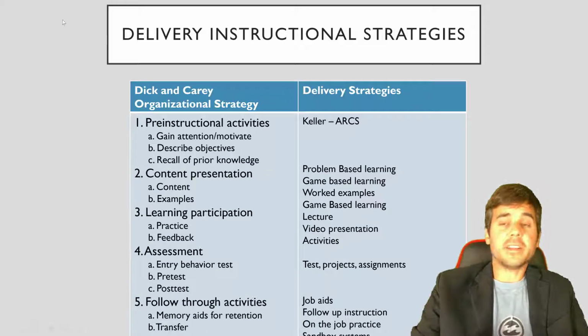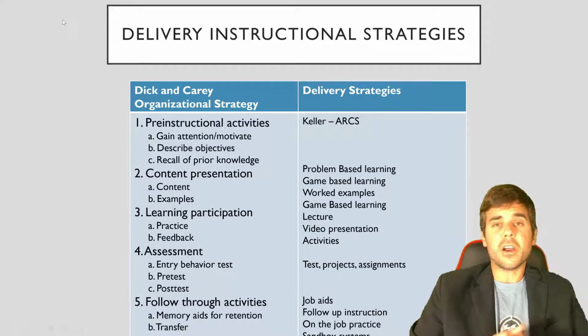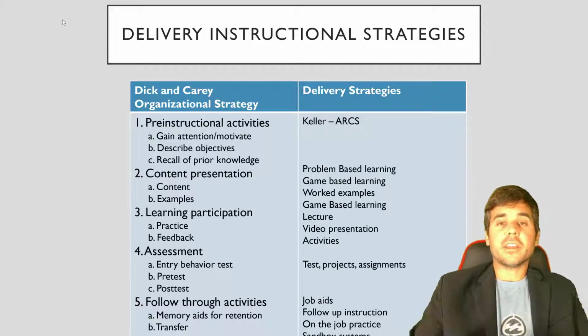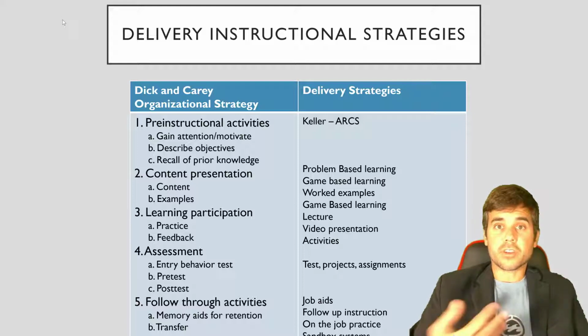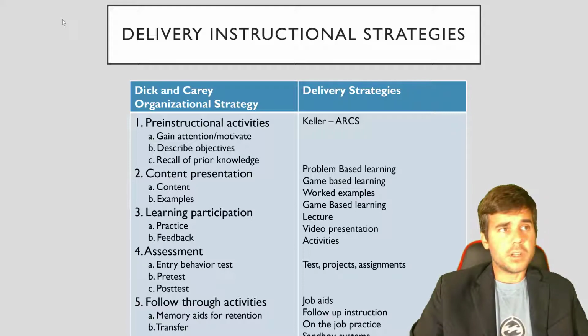Next, I have my delivery strategies. So now that I know what Gagne's 9 events is, or Dick and Carey's instructional strategies are, I need to actually deliver this stuff. So what do I do? Do I just write a bunch of content out like an encyclopedia? Do I put it into some kind of PowerPoint presentation? What am I really going to do? What is the strategy to use to actually make this content interesting?